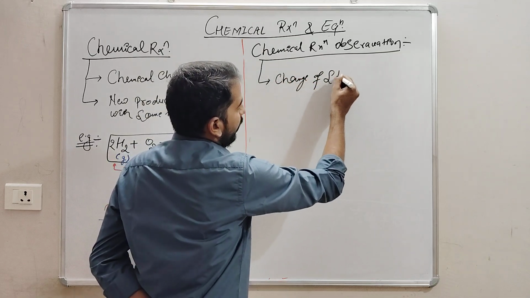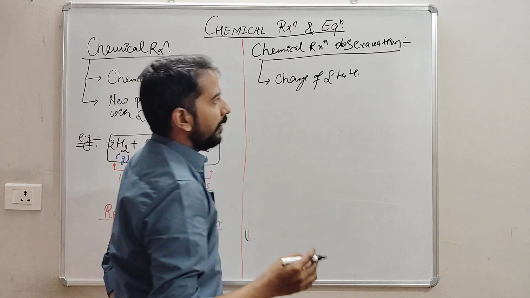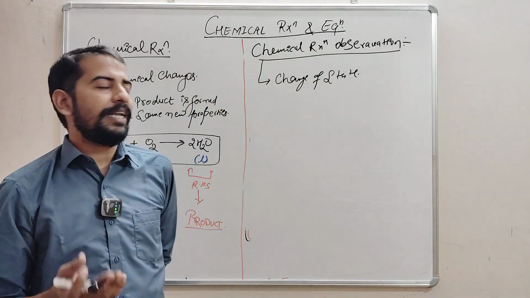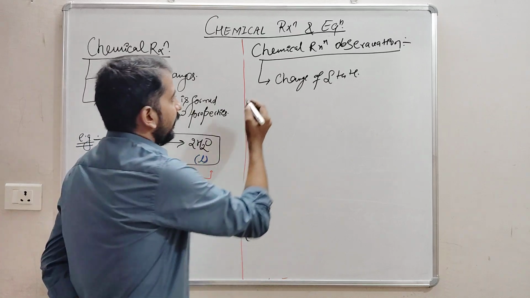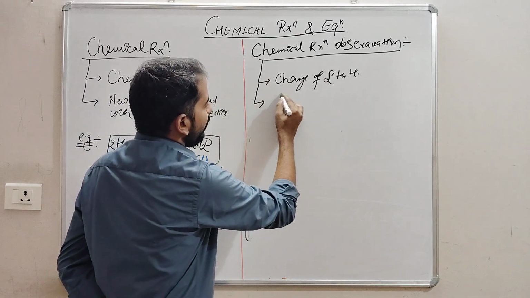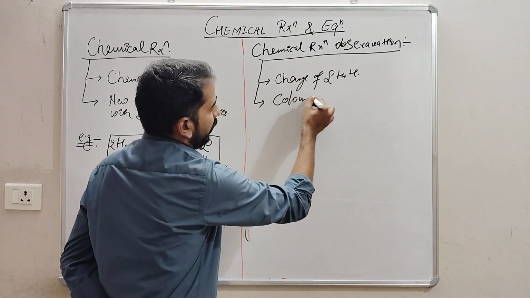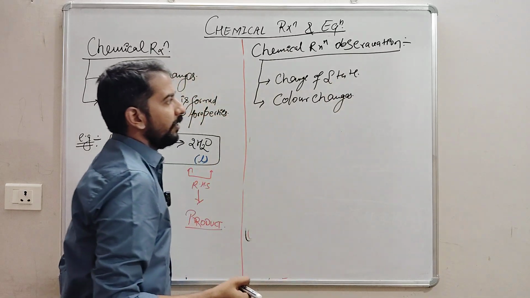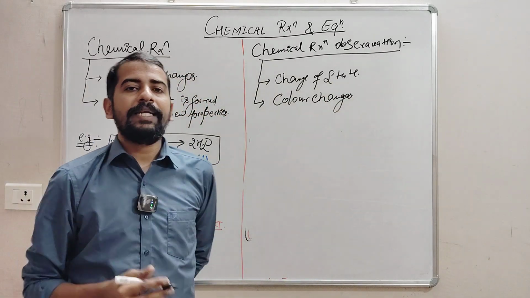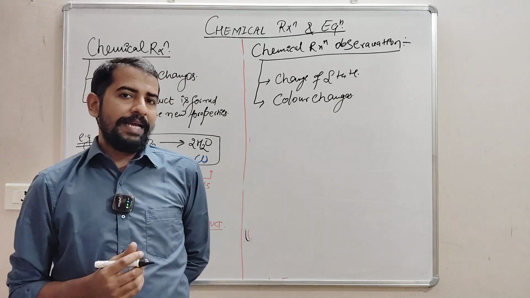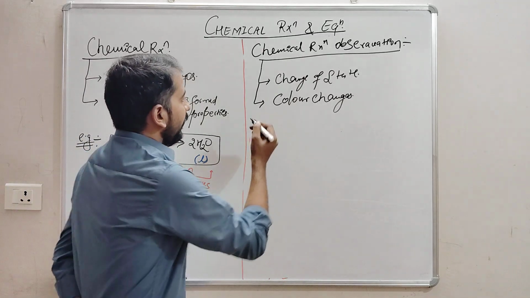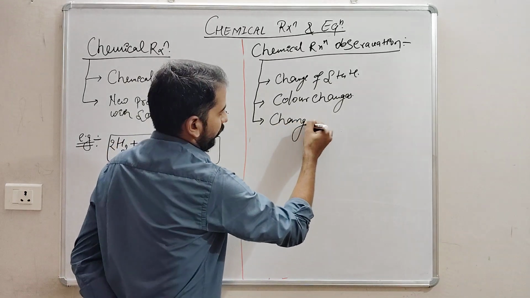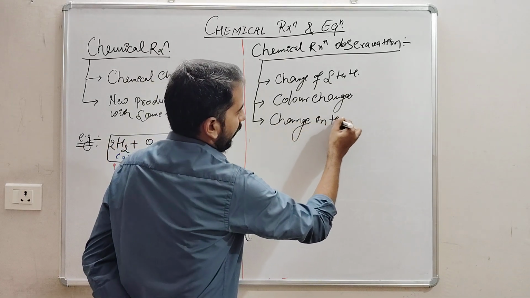Change of state will be there. You have seen that reaction, like how hydrogen means water molecule is formed. Second, you will see some color changes. Color changes. Okay, like you saw that yellow precipitate of lead iodide is formed. Okay, change in temperature.